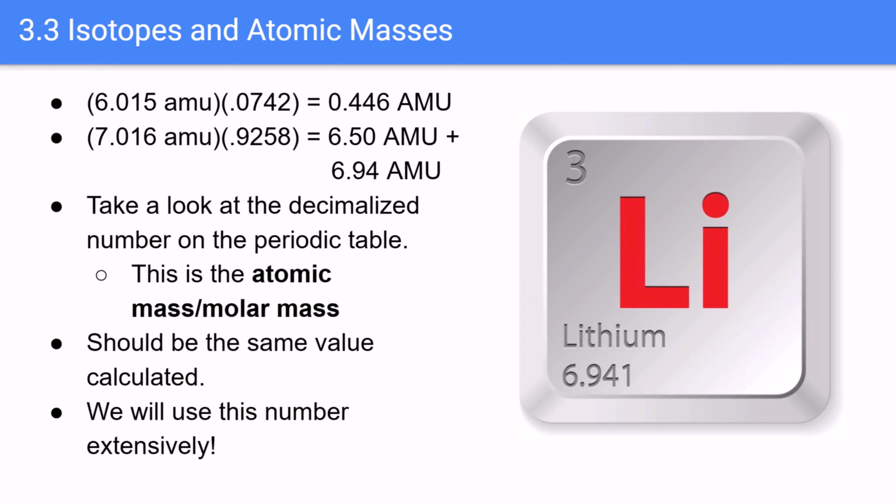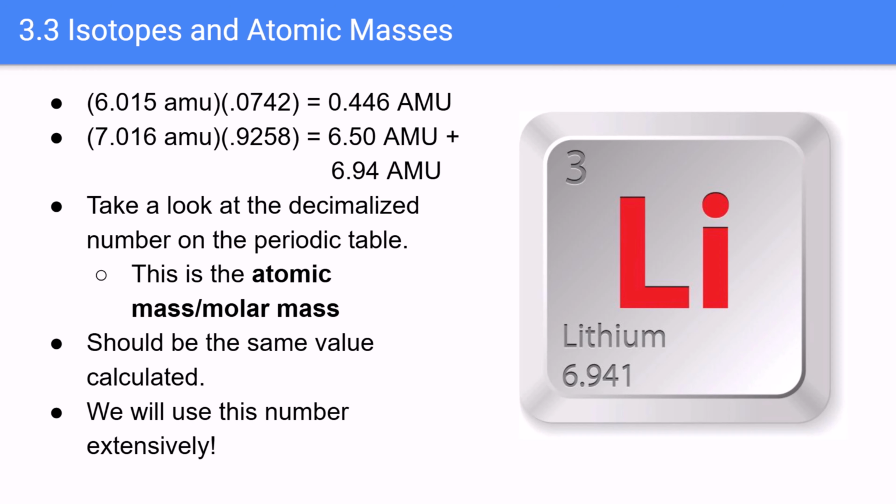Now again, take a look at the decimalized number that's on the periodic table for lithium. This is the atomic mass and molar mass. It should be the exact same value as you go through and calculate. And we're going to use this number quite extensively as we work through some materials a little bit later on. So it's very important that you know how to calculate this, but even more importantly, know how to utilize it a little bit later on.